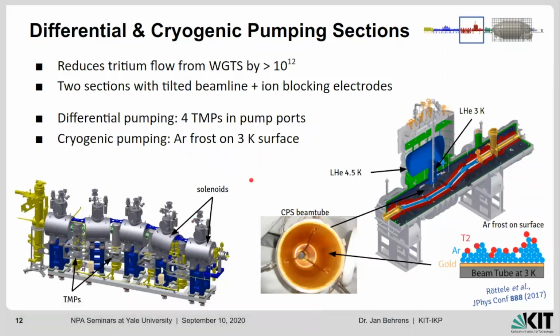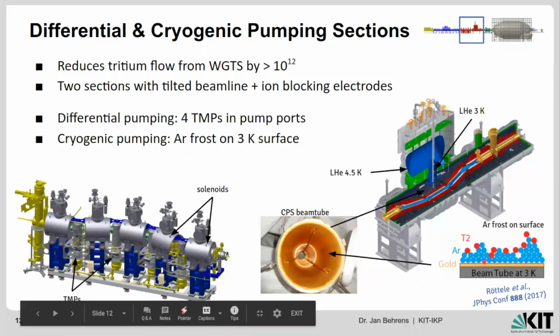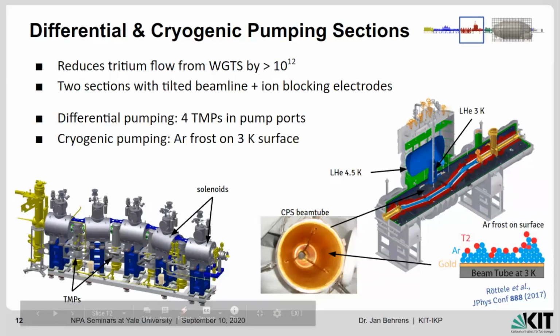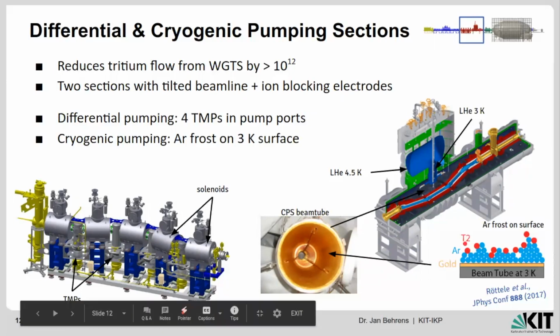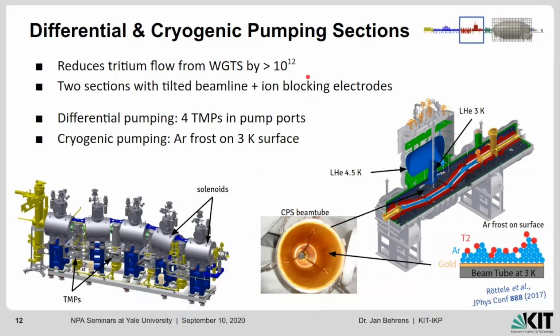And after that, we have a cryogenic pumping section where we have argon frost on a gold layer on a cooled beam tube surface, and this has a high sticking efficiency for tritium molecules, so they stick there and then decay eventually or get pumped out in the end and can't reach the spectrometer. And this is very efficient, so we achieved a flow reduction by more than this requirement. We achieved about 10^16 instead of this 10^12, which is well within the requirements, and it's also one way of reducing the background in our spectrometer from tritium.